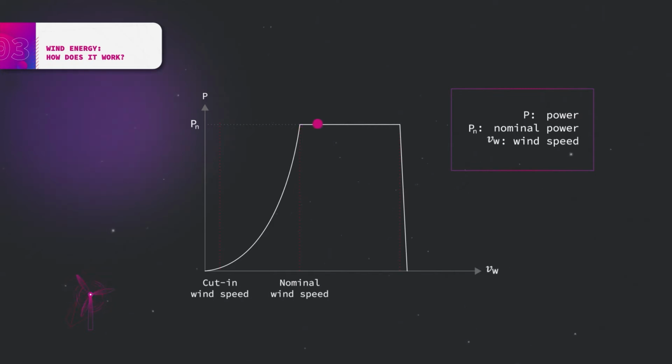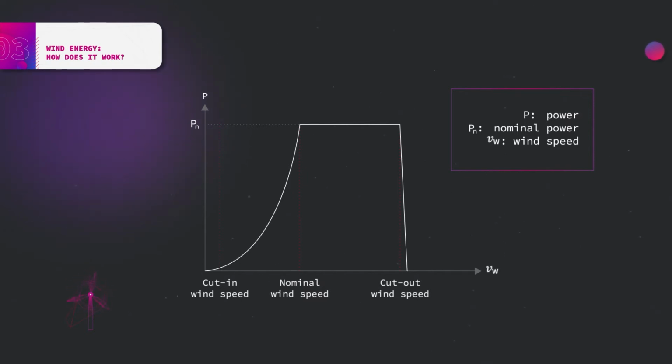Now, an increase in wind speed does not result in an increase in power anymore, but once the cutout wind speed is reached, the turbine is shut off in order to prevent damages. In conclusion, wind turbines do not generate electricity for every wind speed value. Yet, for a certain range, the higher the wind speed, the more power can be produced.